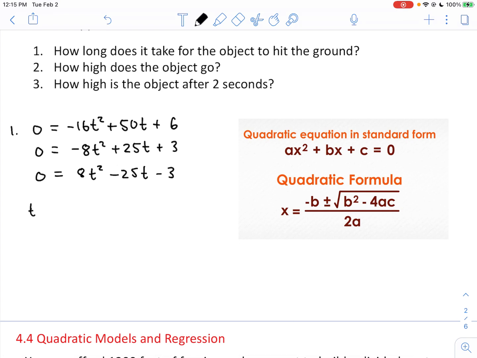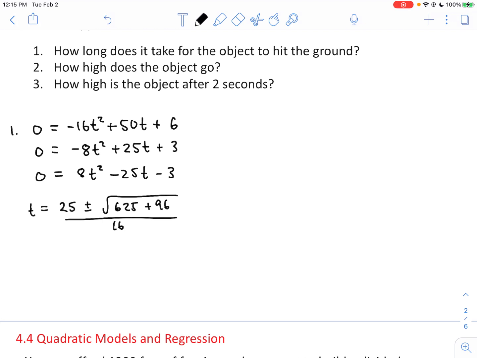So you would say, okay, well then t is equal to negative b, which is going to be 25, plus or minus the square root of b squared. So 25 times 25 is 625. Keep in mind I'm using this a, b, c here. So minus 4ac is going to be 4 times 8 is 32, times negative 3 is negative 96, but we're subtracting that, so it'll be plus 96, all over 2a, all over 16. Now I'm just going to go ahead and type this into a calculator. I'm going to do the plus and the minus and get the two different times.